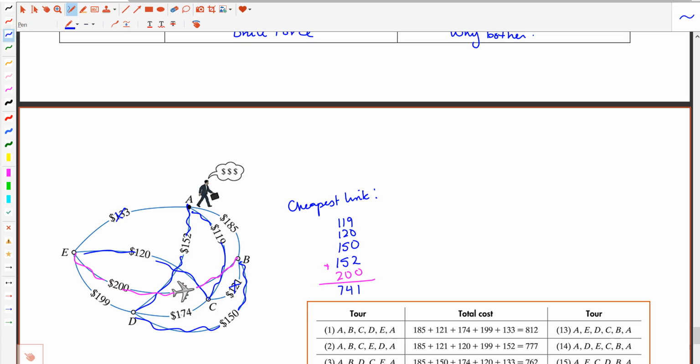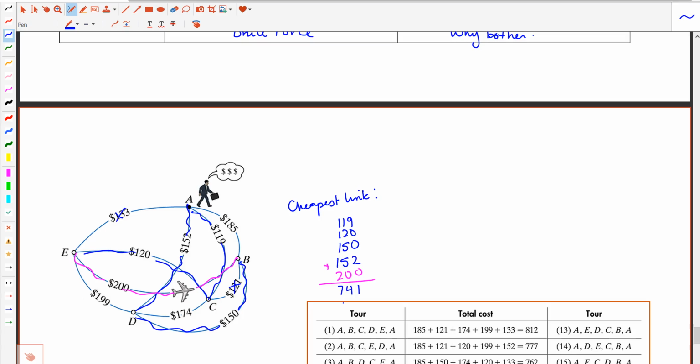Now if we were to look back, we looked at this problem when we solved the repetitive nearest neighbor, and 741 was one of the weights that we got when we ran the nearest neighbor out of vertex E. So we would get this same tour that we got right here from cheapest link, but when we ran repetitive nearest neighbor, we actually found that wasn't the best weight. The best weight that we got out of that one was the 722.